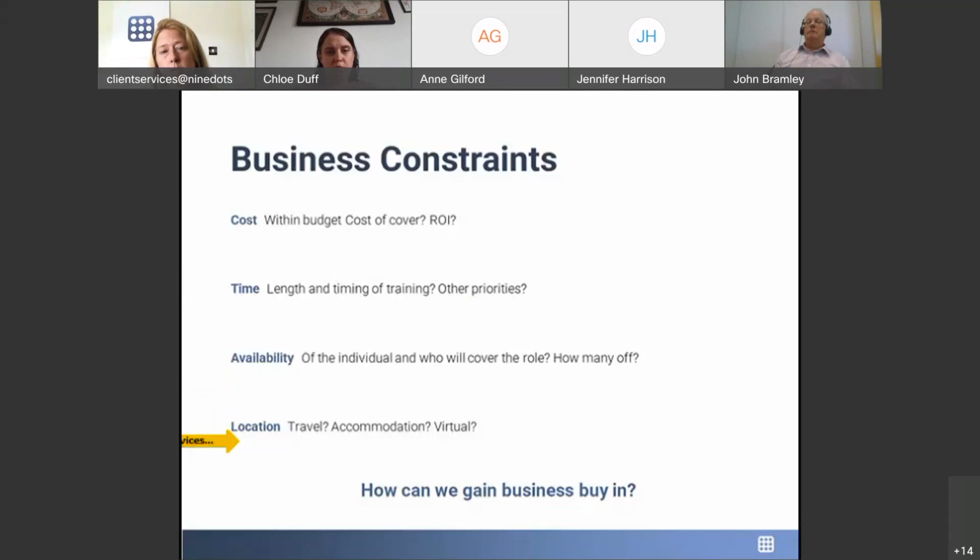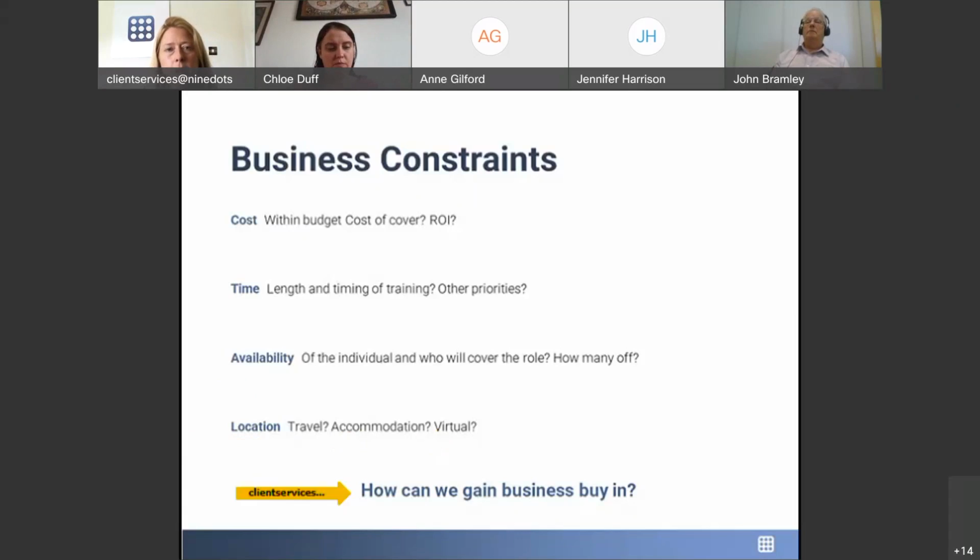And the location as well. So do people need to travel? Do we need to pay for the hotel and petrol? Or can we make it virtual like this and people can do it from home? Will that encourage engagement, or will that decrease engagement? So lots of different things from a business point of view that we need to think of. So this is where we'd be going to someone to say, right, all these 4 areas are covered, to get their buy-in.